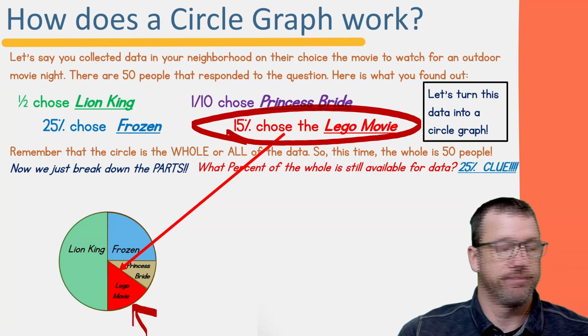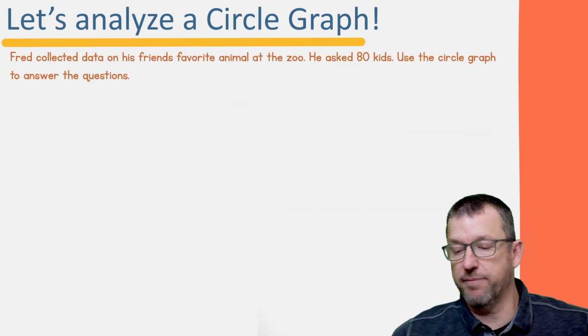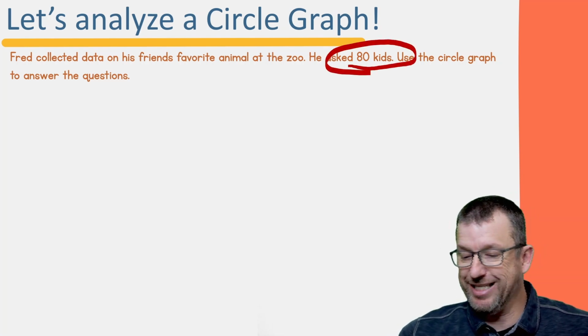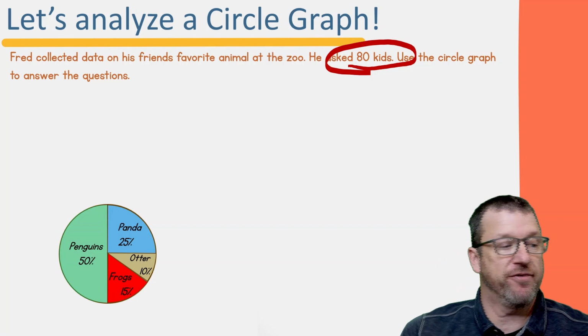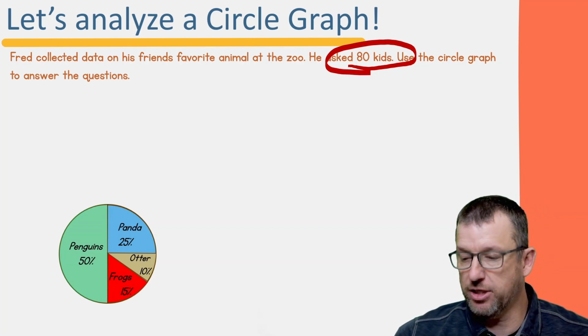So there's our Lego movie. Let's try another one. Okay, now we're collecting information on kids' favorite animal at the zoo. We know that we asked 80 kids, and now our graph is made. Let's analyze the graph to figure out what we're going to do with it.